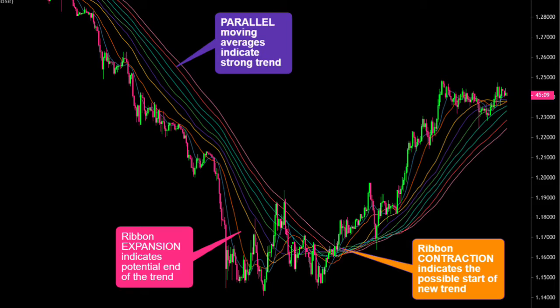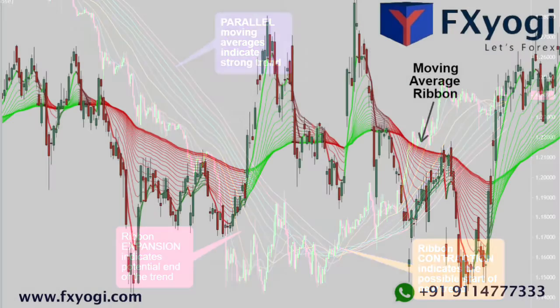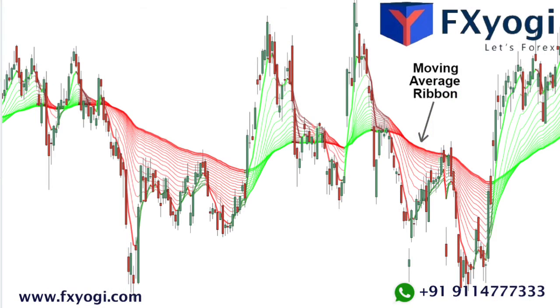3. A parallel moving average ribbon signals a strong trend. When the moving averages are parallel and evenly spaced, this means that the current trend is very strong. All the moving averages are in agreement since they are moving together.